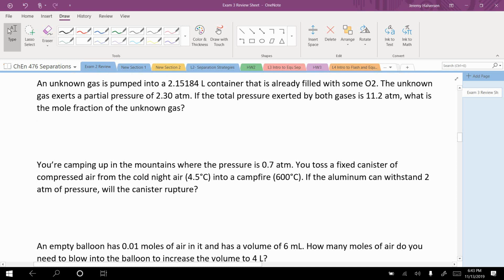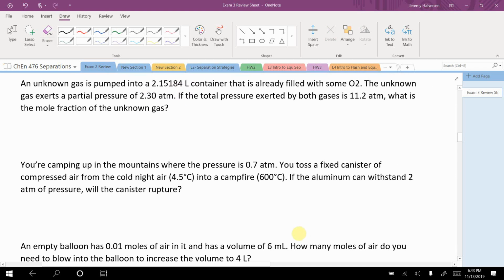All right, an unknown gas is pumped into a 2.15184 liter container that is already filled with some O2. Do you see that I just kind of have fun making up numbers? The unknown gas exerts a partial pressure of 2.3 atmospheres. If the total pressure of both gases is 11.2, what's the mole fraction of the unknown gas? Do not overthink this. It is very simple. Simple enough that if you know what you're doing, you've already got the answer.